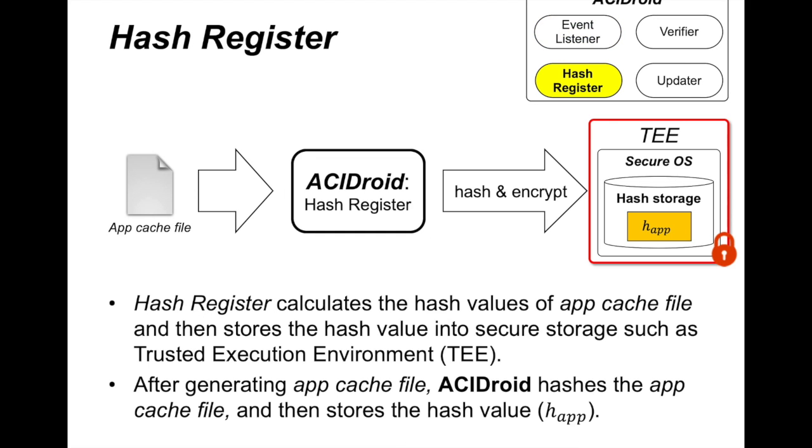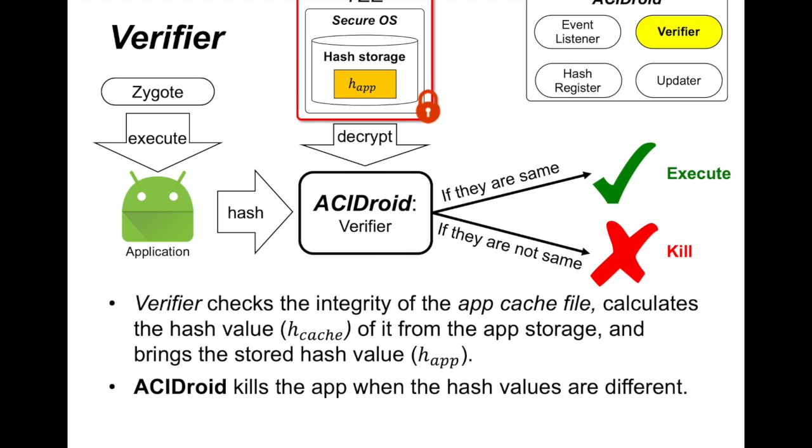The second component is a hash register. This component is executed when the application is installed. Hash register calculates the hash value of the app cache file. It then stores the hash value into secure storage such as trusted execution environment. The hash value of the app cache file is securely protected by the trusted execution environment and can be accessed by our system.